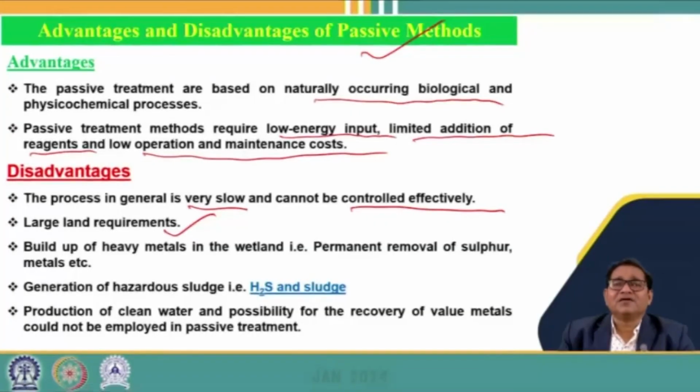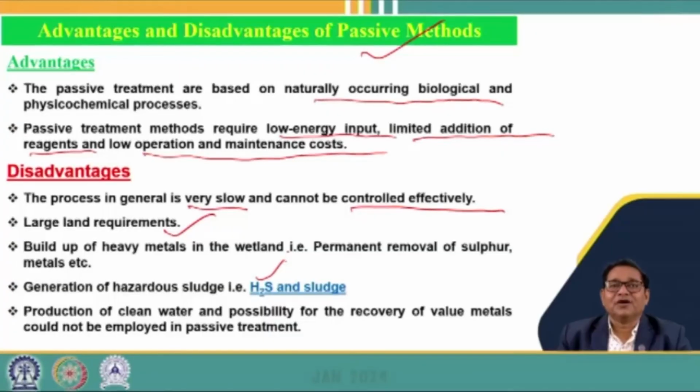In this system, there is also a build-up of heavy metals in the wetland and in the plants, where all the heavy metals get collected and stored. So the build-up of heavy metals takes place rather than their removal and treatment. Then there is generation of hazardous sludge and gases like H2S, which is highly corrosive, through this passive method. A lot of sludge is also generated after the treatment process is completed, which further requires disposal.